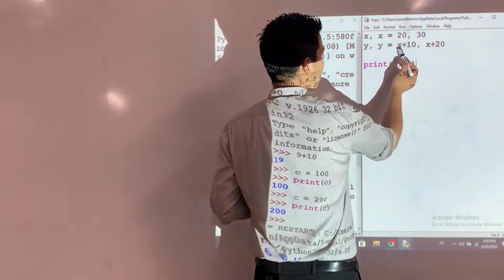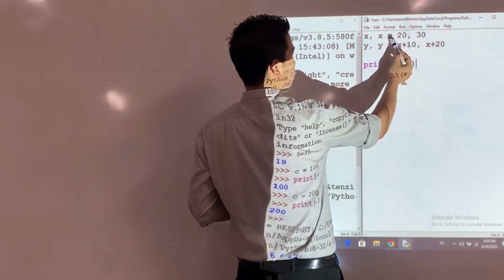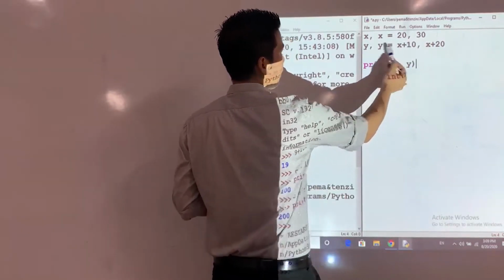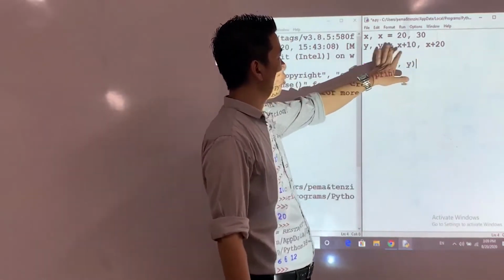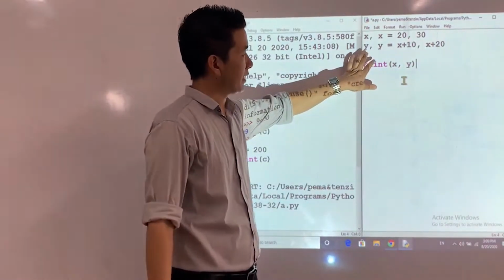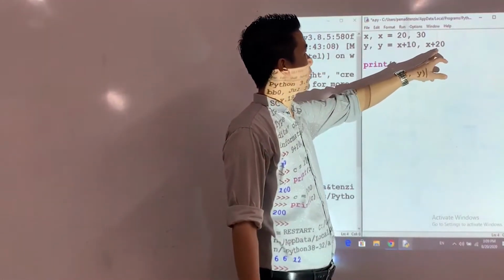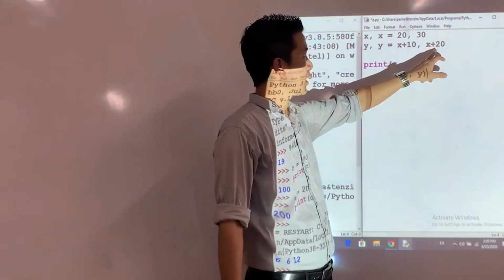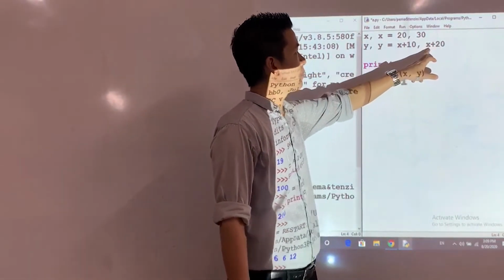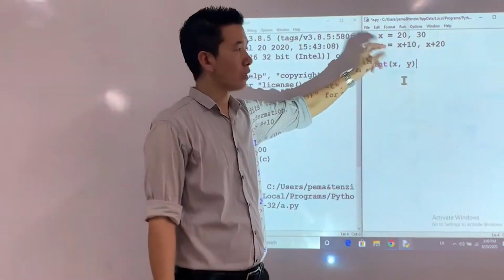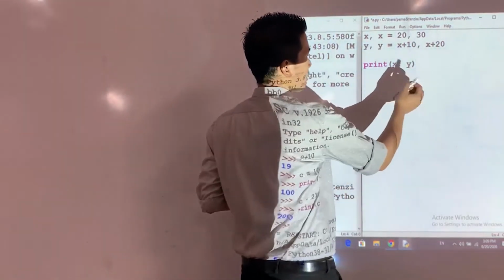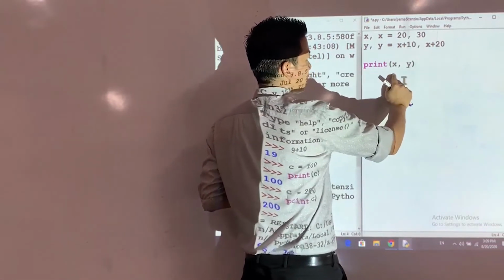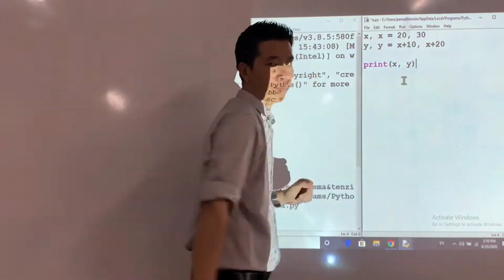Okay, and then once you have the final value of x is 30, 30 plus 10 is 40. Alright, so the 40 will be assigned to y, but again x plus 20, the value of x is how much? 30, right? So 30 plus 20 is 50. 50 will become the new value of y. Alright? So when you print, you have the value of x as 30 and the value of y as 50.